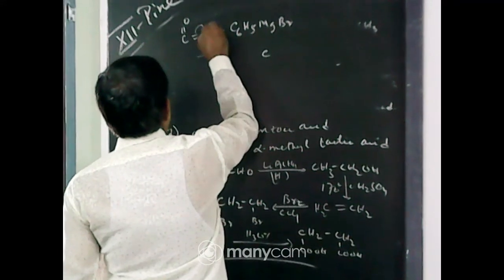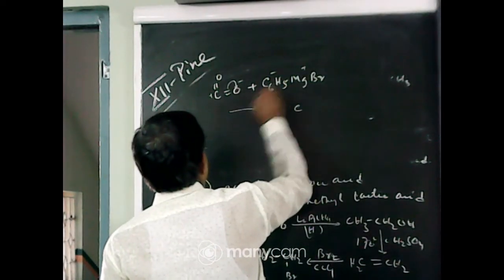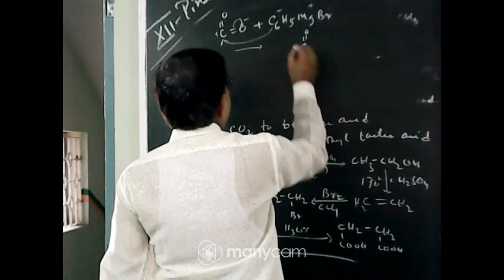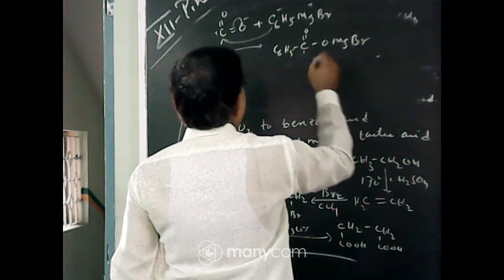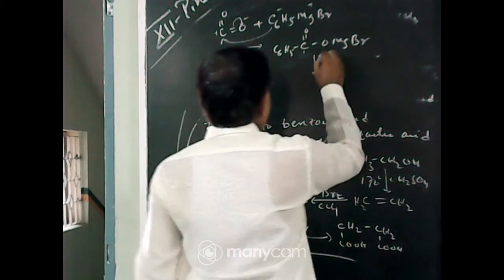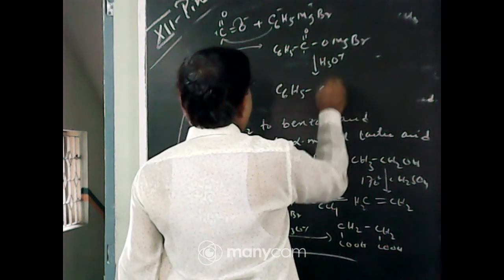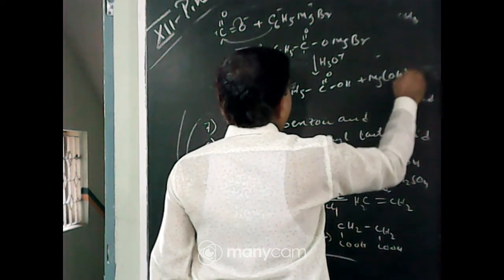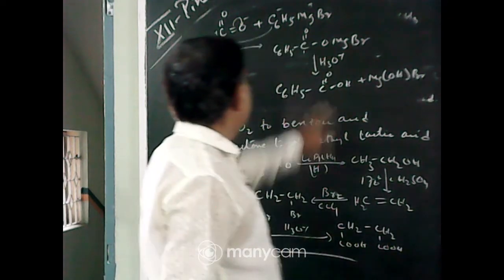See that this is negative, this will be positive, this is negative, this is positive. So attack carbon here, C double bond O here, C6H5 here, OMgBr, addition compound. Carbon dioxide adds one molecule of Grignard reagent to form an addition compound, which on hydrolysis, OMgBr is converted to OH, C6H5COOH, benzoic acid, plus Mg(OH)Br. This is known as benzoic acid.